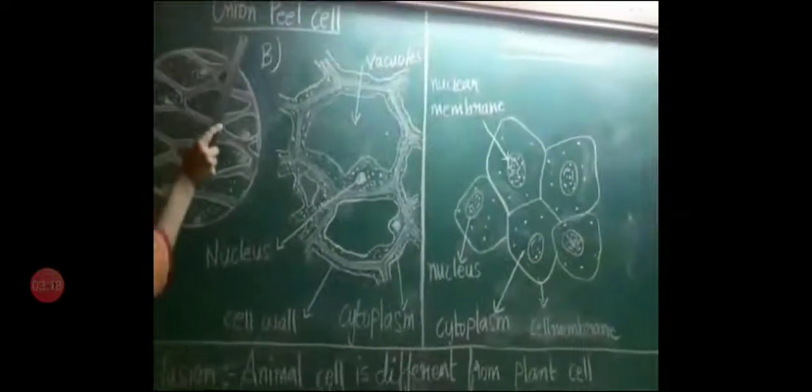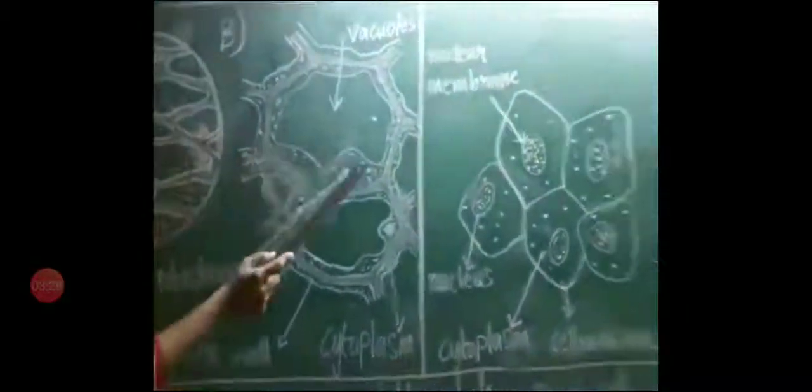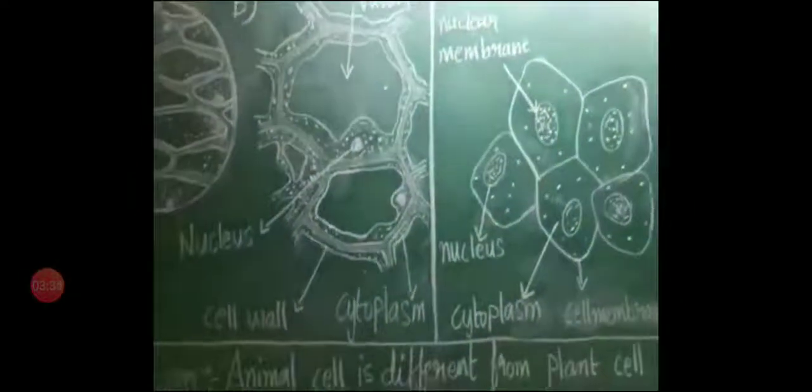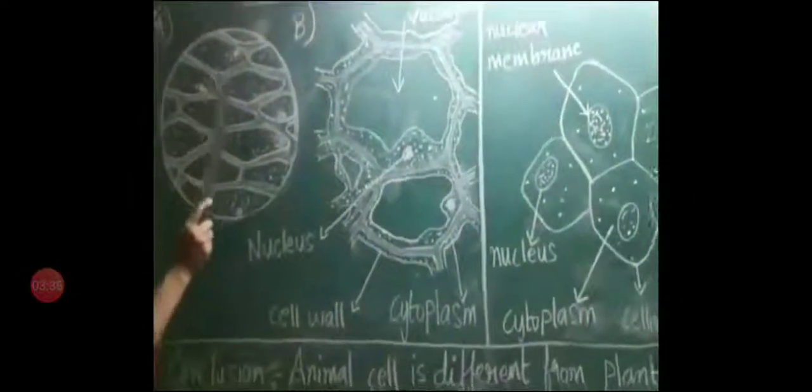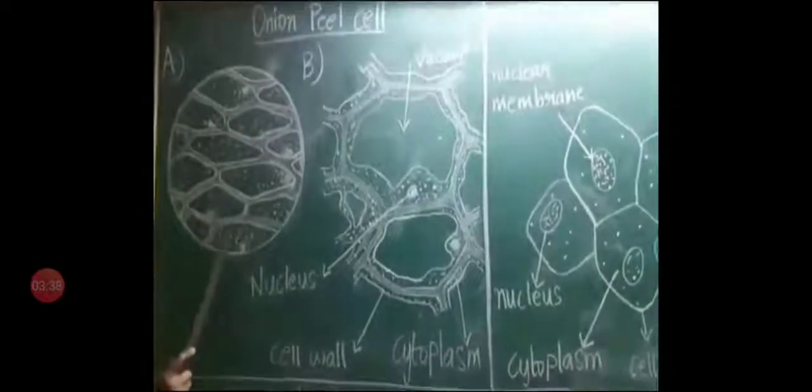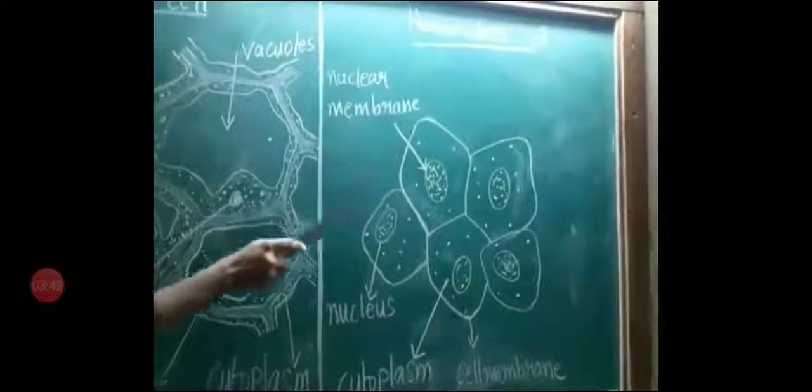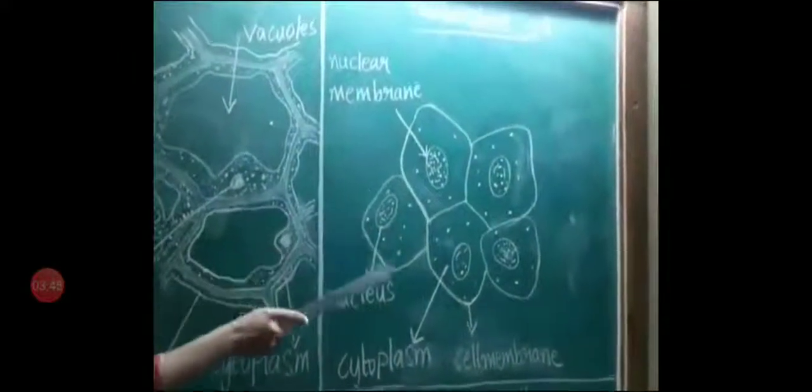So students, you have observed onion peel cells and human cheek cells under a compound microscope. Onion peel cell is a plant cell and human cheek cell is an animal cell. Now we are going to learn the difference between plant cell and animal cell. In a plant cell, you have observed that it has a rectangular shape and the cells lie side by side to each other. Whereas in human cheek cells, cells are of irregular shape.